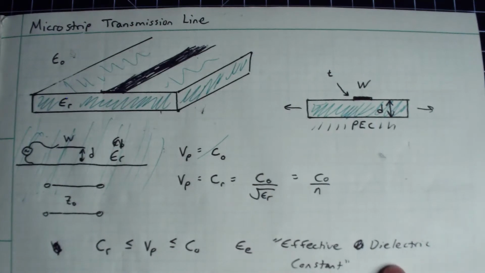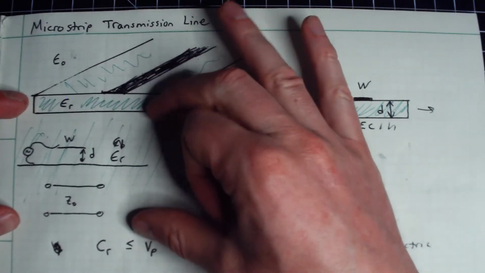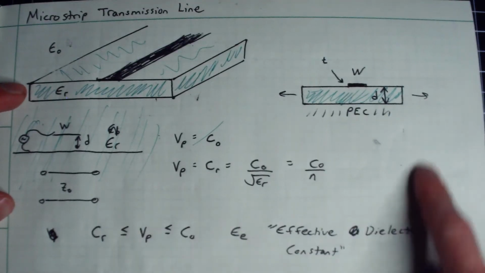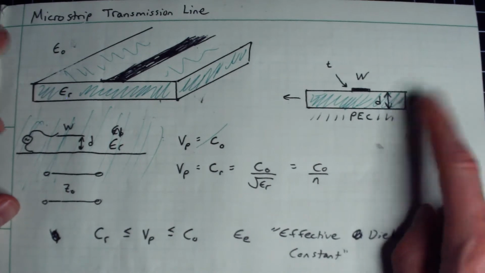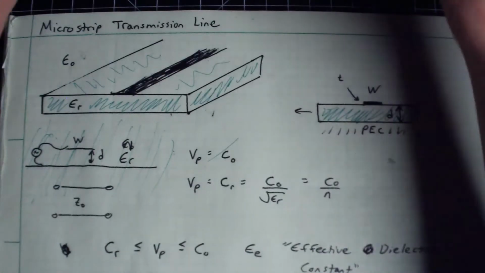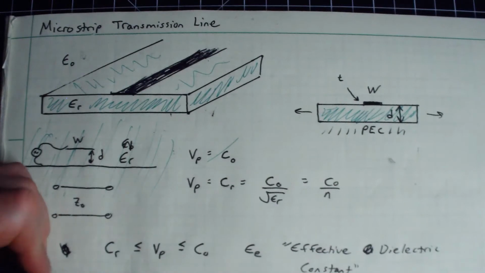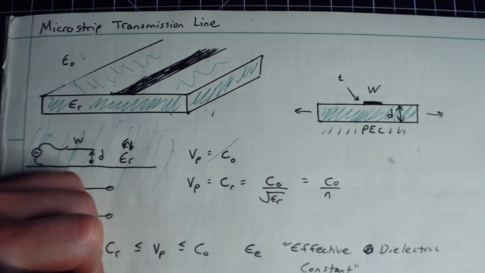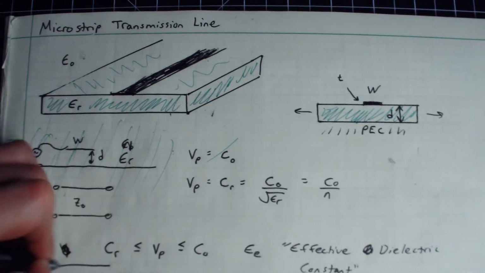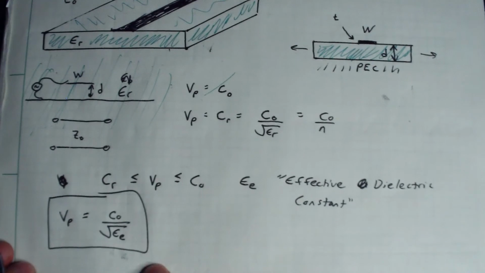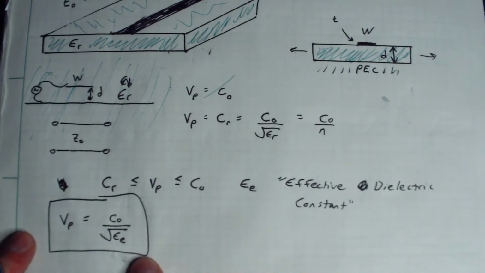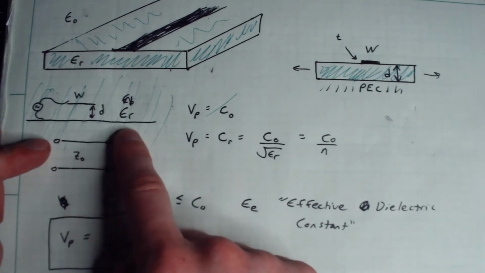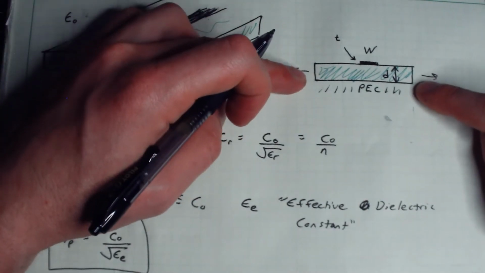So it is the equivalent dielectric material such that if I filled this entire void space with that particular dielectric value, then it would yield the same velocity of propagation as this system over here. So we will then say the velocity of propagation for this microstrip line is going to be the speed of light divided by the square root of epsilon sub E. So the effective dielectric constant is the material such that if I filled the entire universe with this stuff, it would give me the same velocity of propagation as this other material over here.